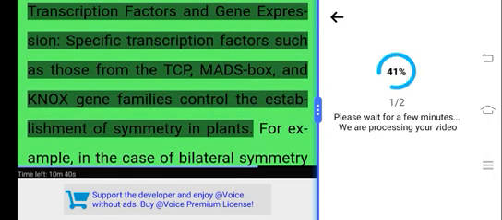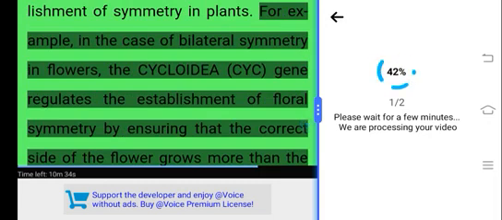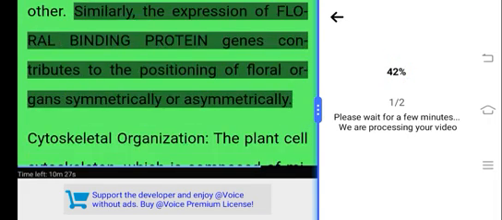Transcription factors and gene expression. Specific transcription factors such as those from the TCP, MADS box, and NOX gene families control the establishment of symmetry in plants. For example, in the case of bilateral symmetry in flowers, the CYCLOIDEA (CYC) gene regulates the establishment of floral symmetry by ensuring that the correct side of the flower grows more than the other. Similarly, the expression of floral binding protein genes contributes to the positioning of floral organs symmetrically or asymmetrically.